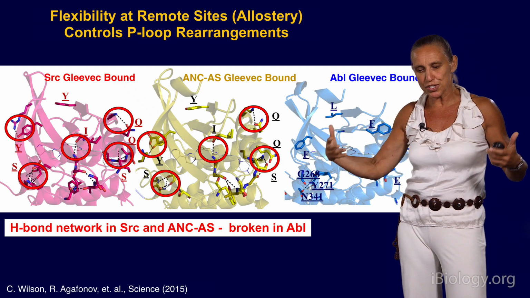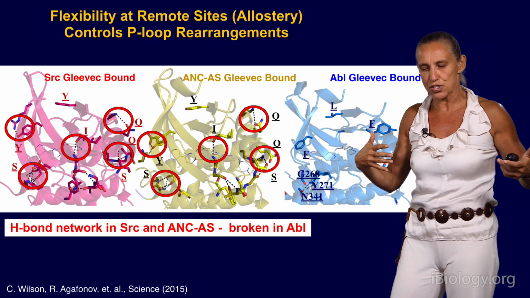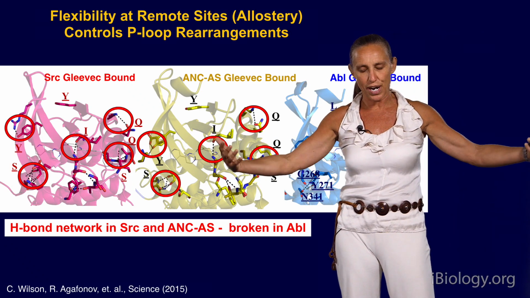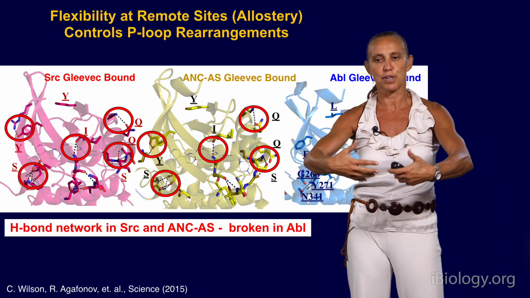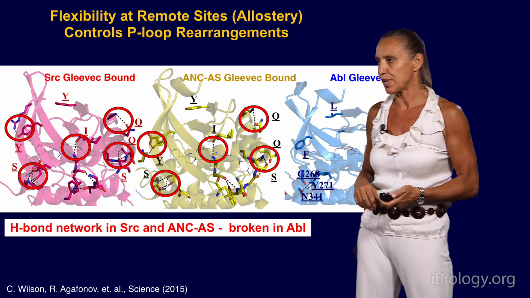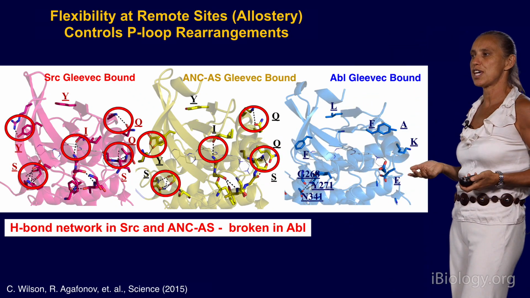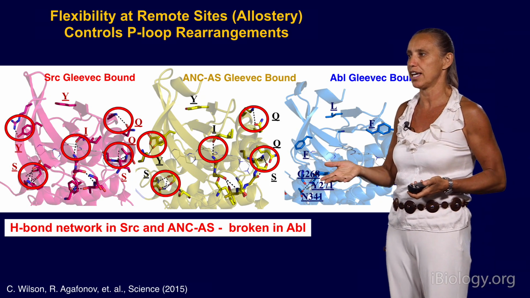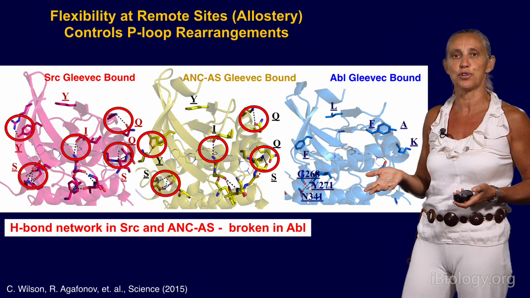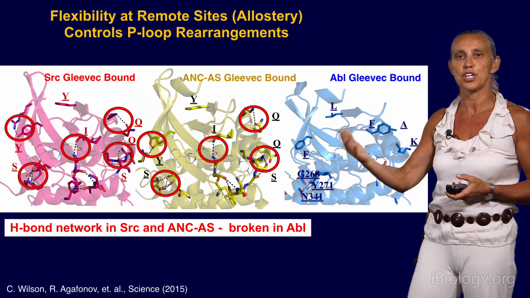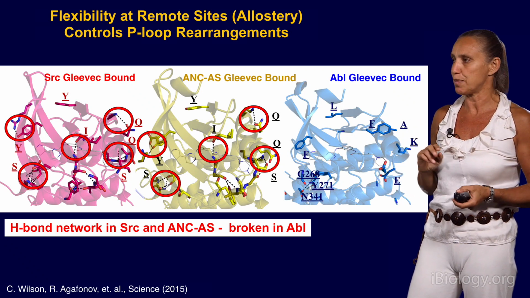So it's a recurring scheme to what I told you in the first lecture series. Dynamics far away are dictating flexibility because it's a collective motion. So hydrogen bond networks in Src and Abl, Src and ancestor, are broken in Abl, and therefore allow for this very efficient conformational change in the drug-bound state.